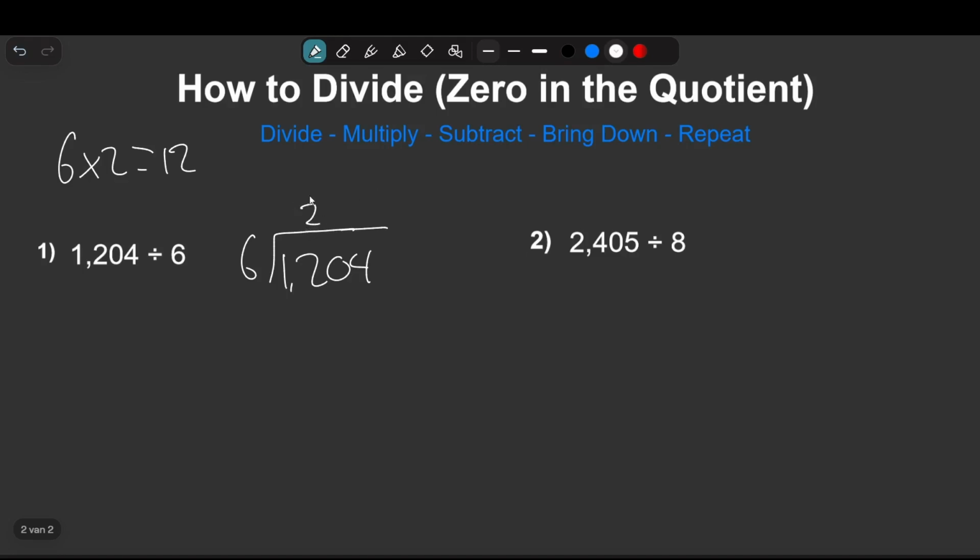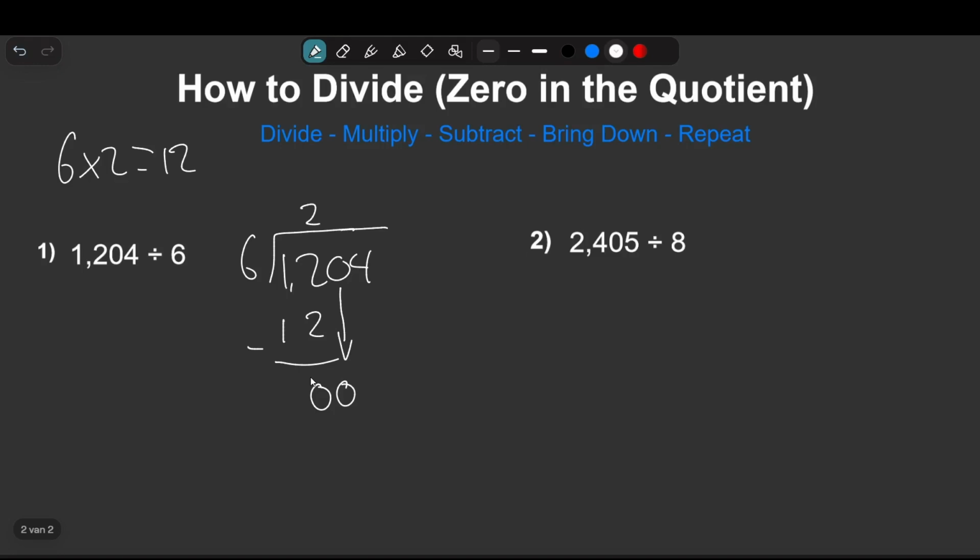Now we're going to do 2 times 6. Well, 2 times 6 equals 12, as I just did here, and we can write this down below. Now we're going to subtract these two. So 12 minus 12 will equal 0. As you can see, after the subtraction, we have to bring down. So now we get 0, 0. And this is where a lot of people get stuck, because 6 doesn't fit any times into 0. This is where people get stuck and don't know what to do.